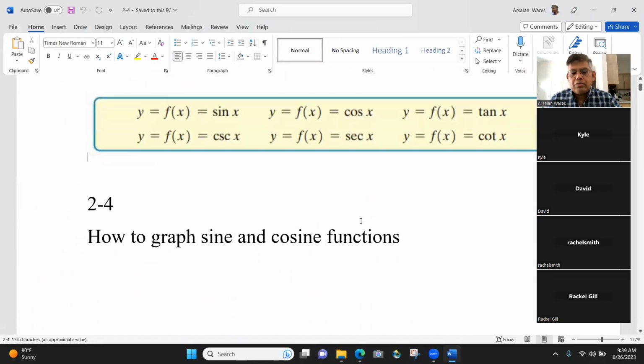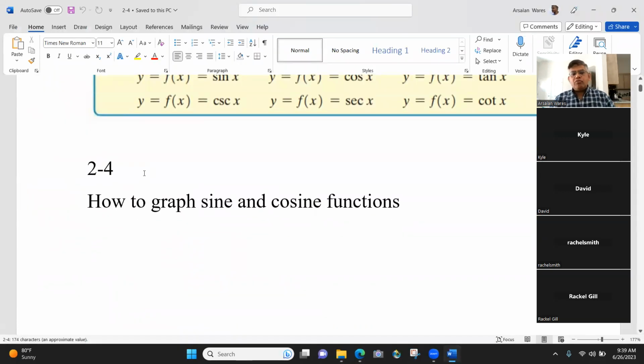According to my calculation, we're going to be doing 2.4. Now, 2.4 is about graphing sine and cosine functions. How are we going to graph? We're going to use Desmos. So we're going to go very slowly today. You're going to learn about Desmos. Why is Desmos better than your graphing calculator?